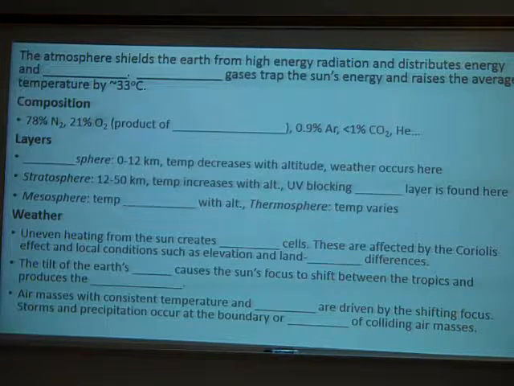The effects of pollution also as well. The stratosphere's claim to fame is the fact that the ozone layer exists there. But otherwise, mesosphere, thermosphere, really not a whole lot going on there. It's almost in outer space, so we don't really see too much about those.